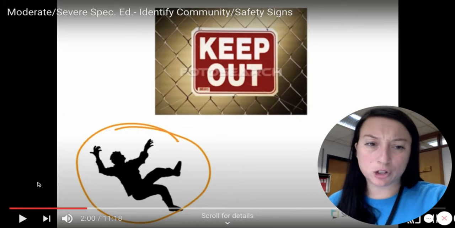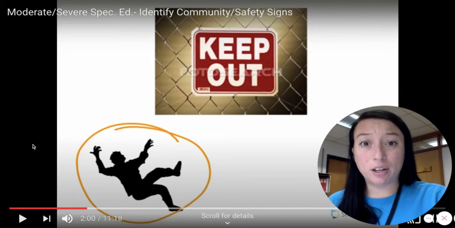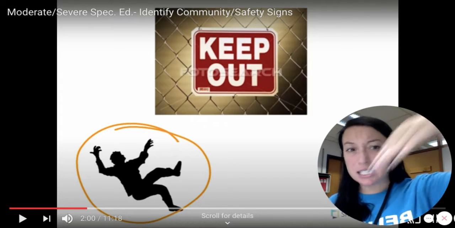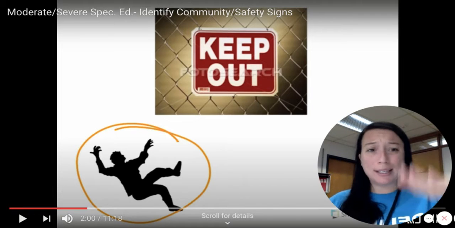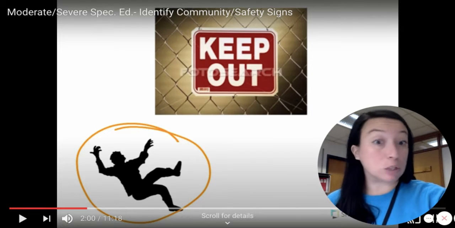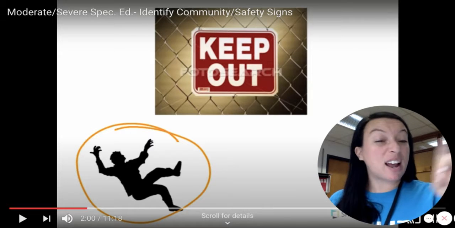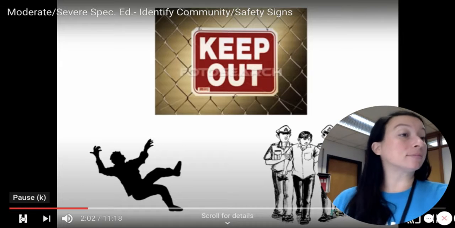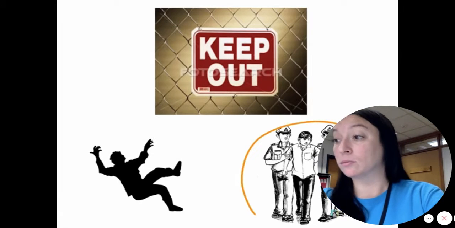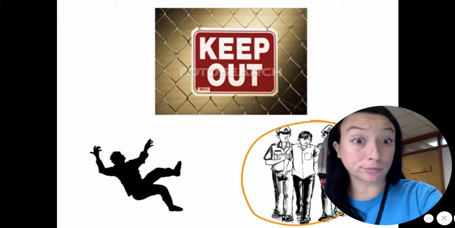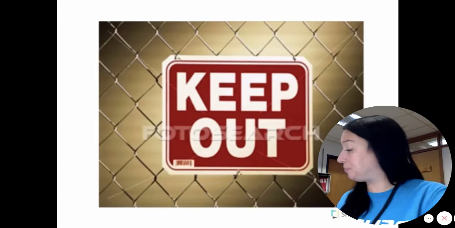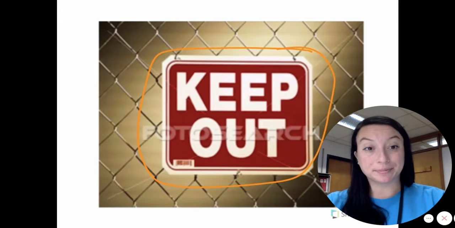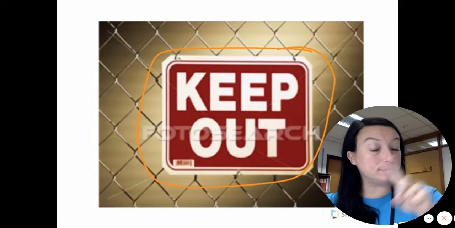What is he doing or she? They're falling, right? A sign that says keep out can really mean that there might be something steep at the other side or really unstable, so you could fall and get hurt. That's why you can't go in anywhere that has keep out or do not enter. Or we could get in trouble. We don't want to get in trouble. Keep out. It means do not go inside.